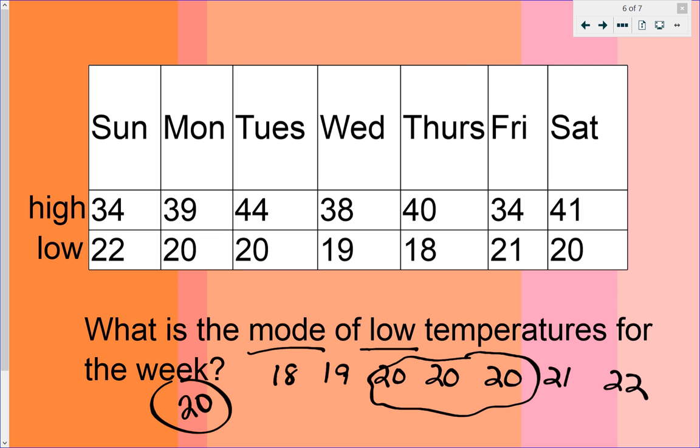Okay, if you gave me an answer of 34, you were correct because I have a 34 here and a 34 here. Every other number is different, so 34 would be my mode of the high.